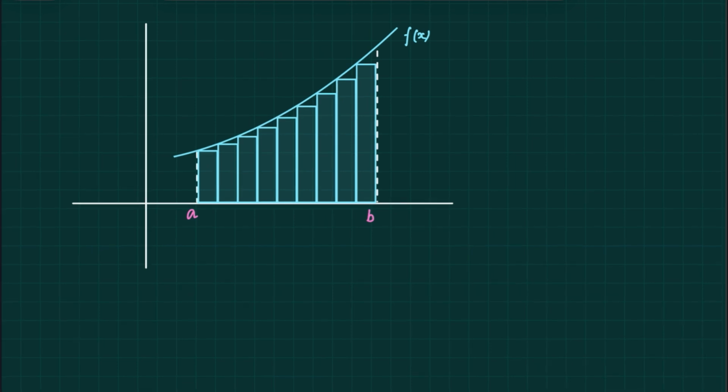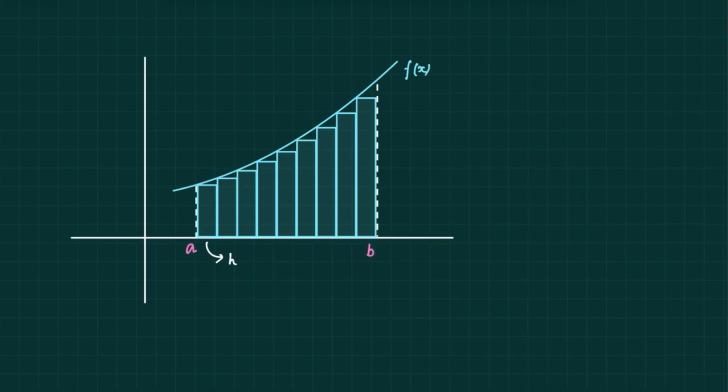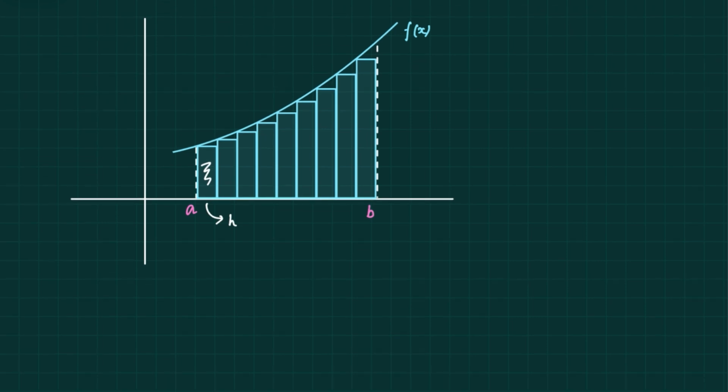And if the breadth of each rectangle be h, then we know that area of the rectangle is length into breadth. So here, in order to find the area of this particular rectangle, the length is this much here, that is f of a, because this is the functional value which we have here. So the length of this rectangle is f of a and breadth is h. So multiplying f of a into h, we find the area of this first rectangle.